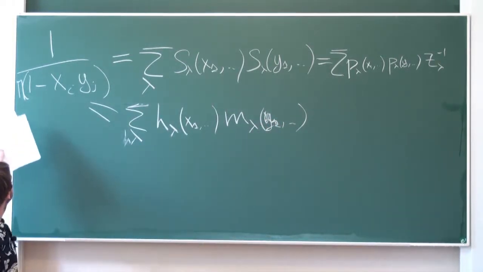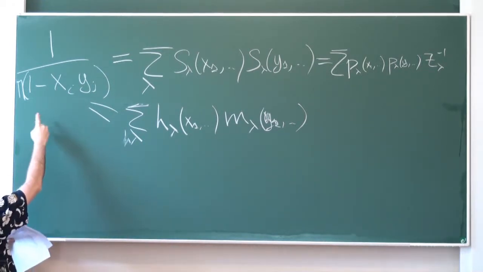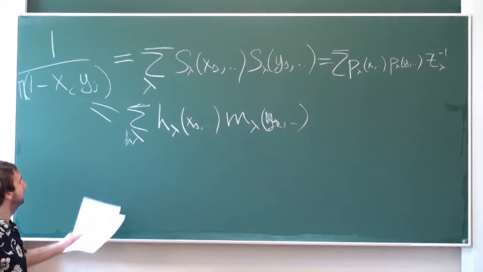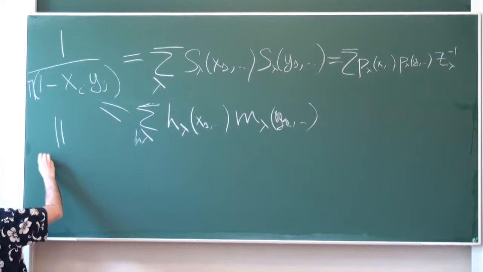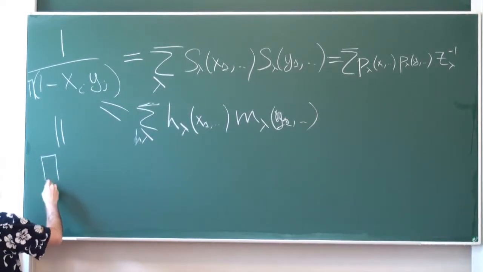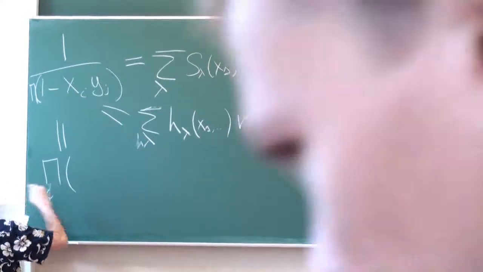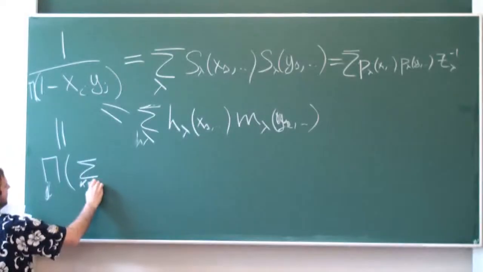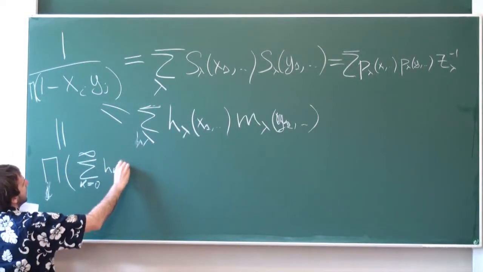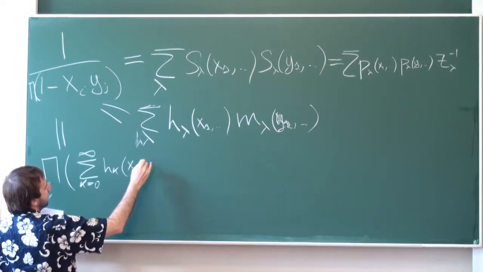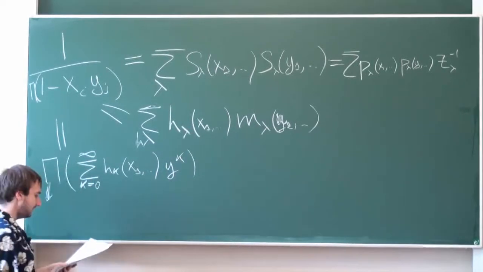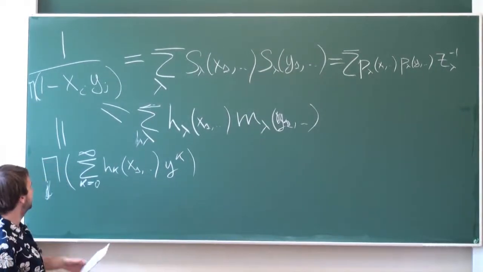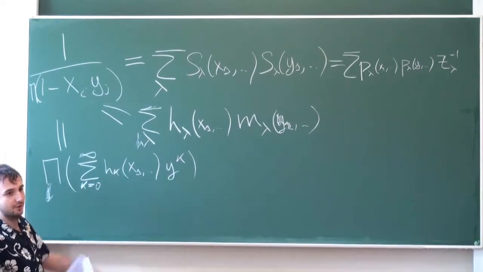Recall that we know that this thing is very similar to the generating function for the h functions. So this can be written, as we know, as the product over all i or all j of the sum over k from 0 to infinity of h_k of x's times a to the power k. This is just the formula for the generating function of complete homogeneous functions.